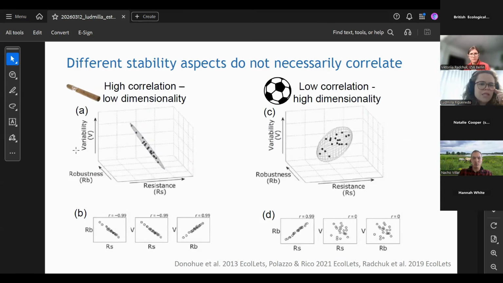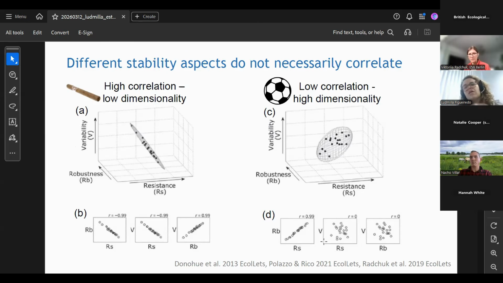three metrics that exist out there: variability, robustness, and resistance. They can be very highly correlated, meaning that if you know one of them, you kind of know the relationship of the others. But there are occasions where, depending on the system or depending on the type of disturbance that is applied to the system, there is low correlation between them, meaning that by knowing one of the variables, you actually don't know how the other behaves, which means that you should address both of them.